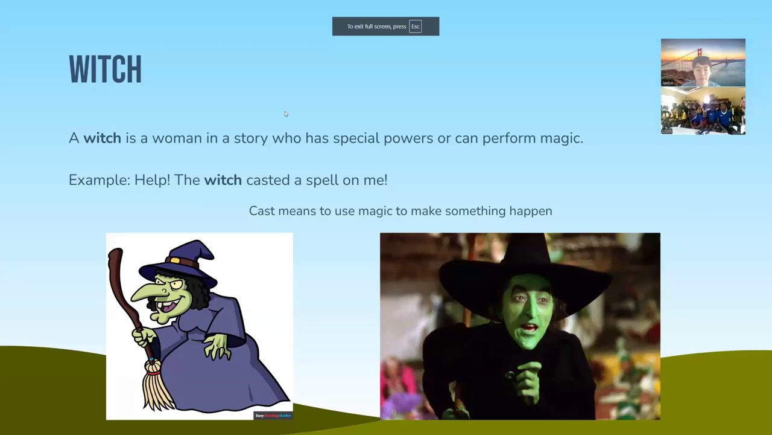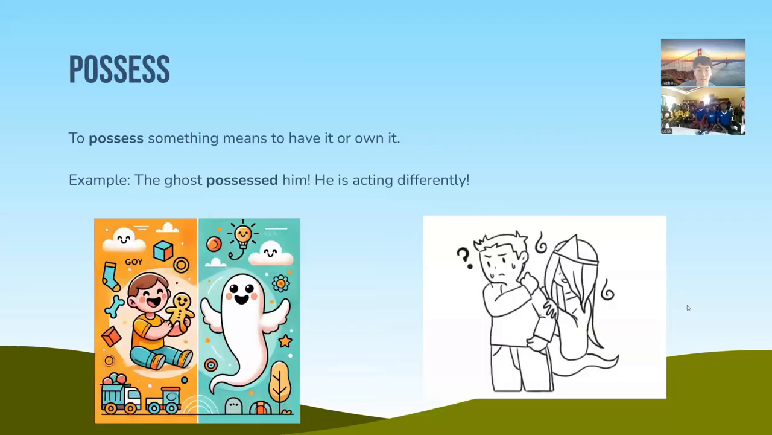Now, this might sound familiar. A witch is a woman in a story who has special powers or can perform magic. So, for example, the witch casted a spell on me. The cast here means to use magic to make something happen. It means that the witch kind of gave the spell to me, and here is the picture at the bottom. It might sound familiar.